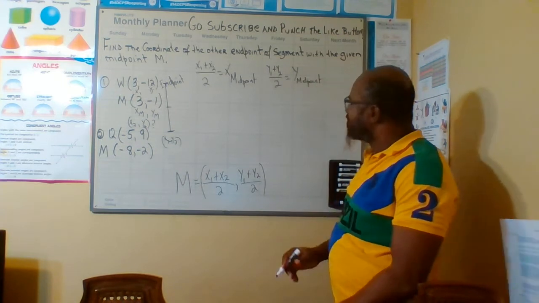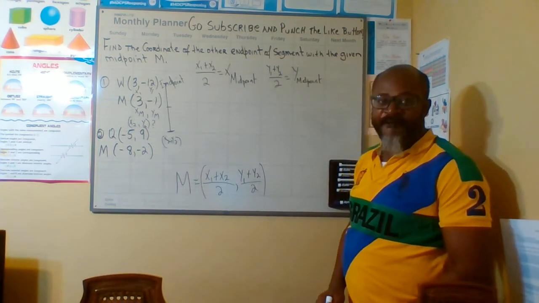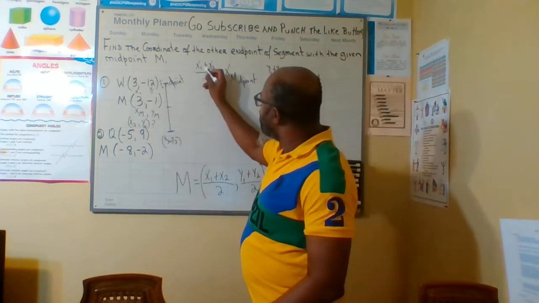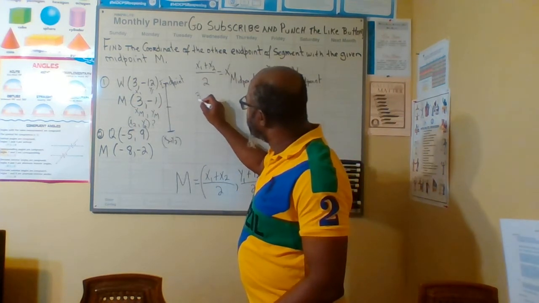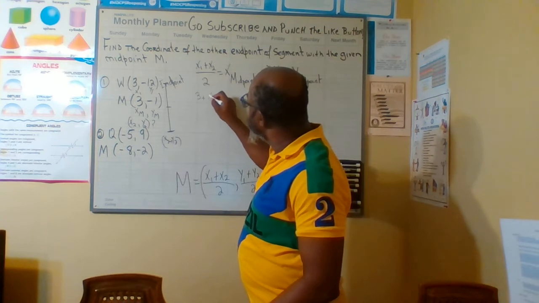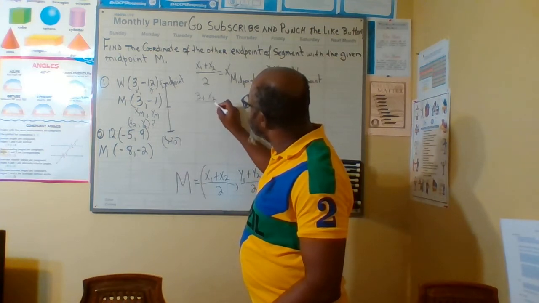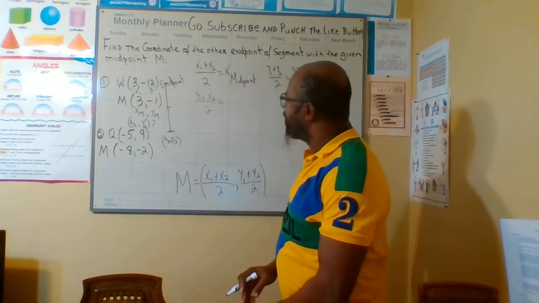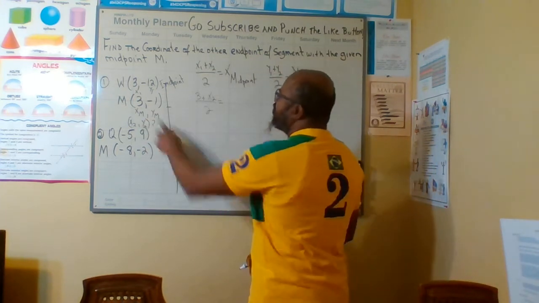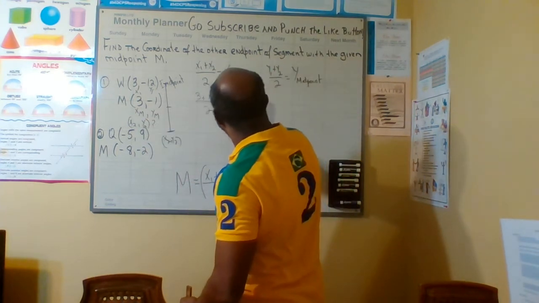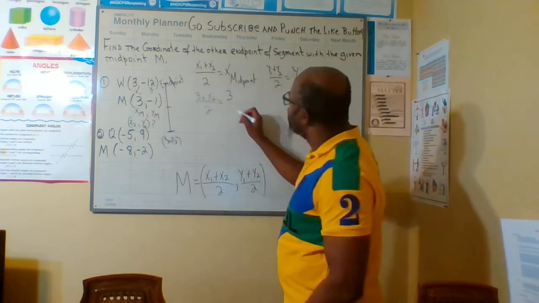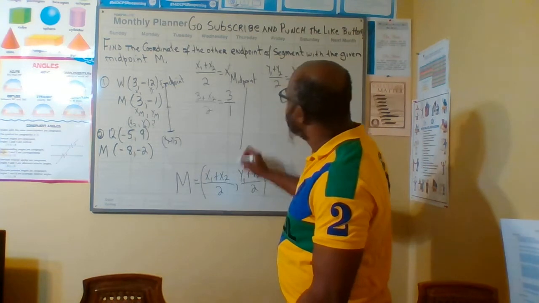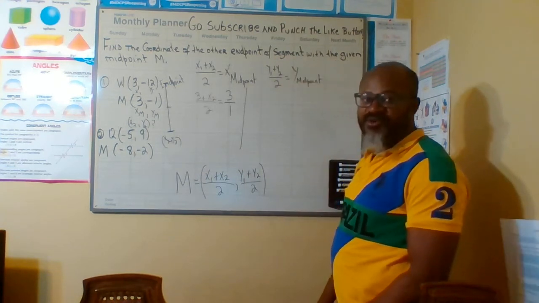And you set it as a proportion. All right? We know what x1 is, so we're going to replace x1 here. This is 3. We don't know what x2 is, and we set it over 2 is equal to the x coordinate of the midpoint, which is 3. So you can set it as a proportion, put this over 1, and you will solve this, and that will give you the x coordinate.